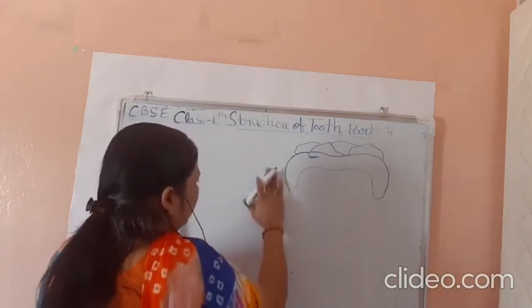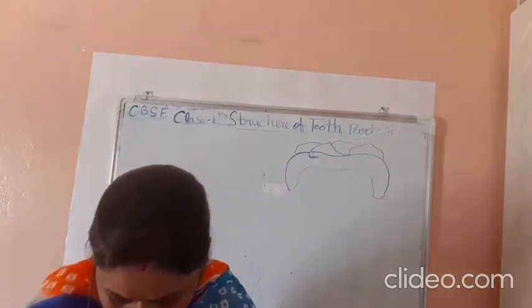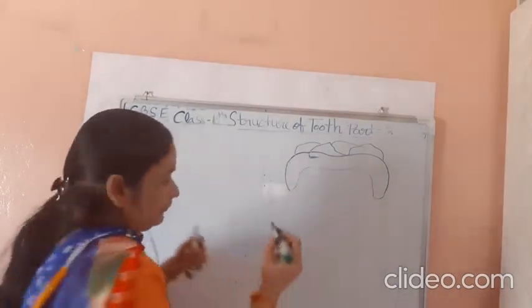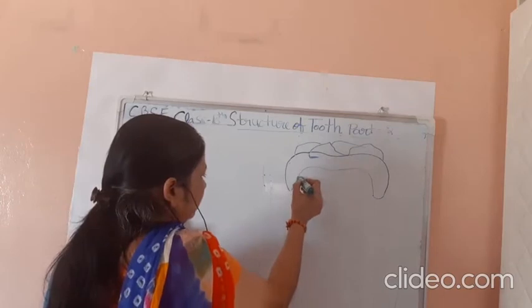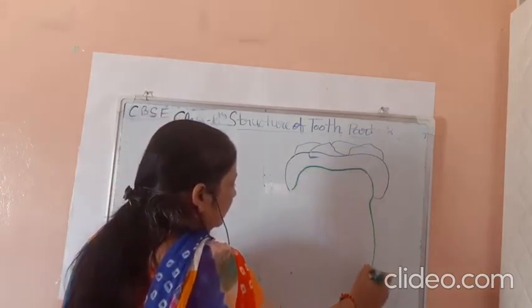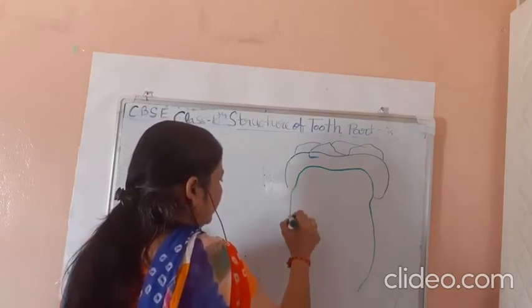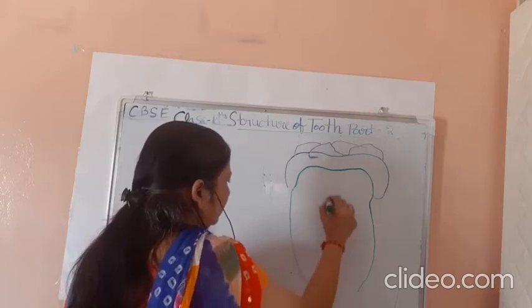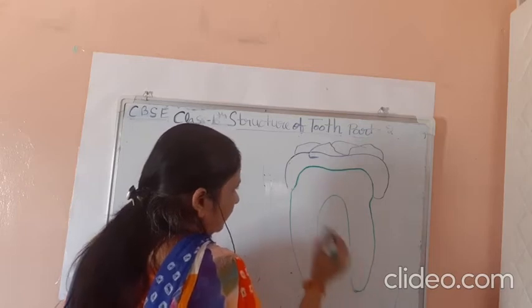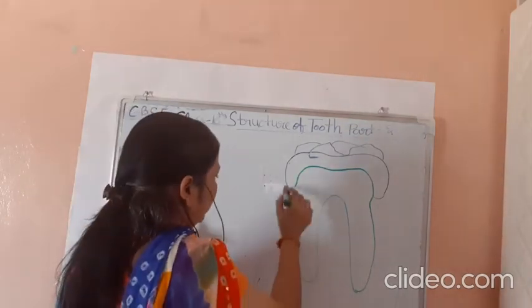This is the internal structure of tooth, and this is the green portion.